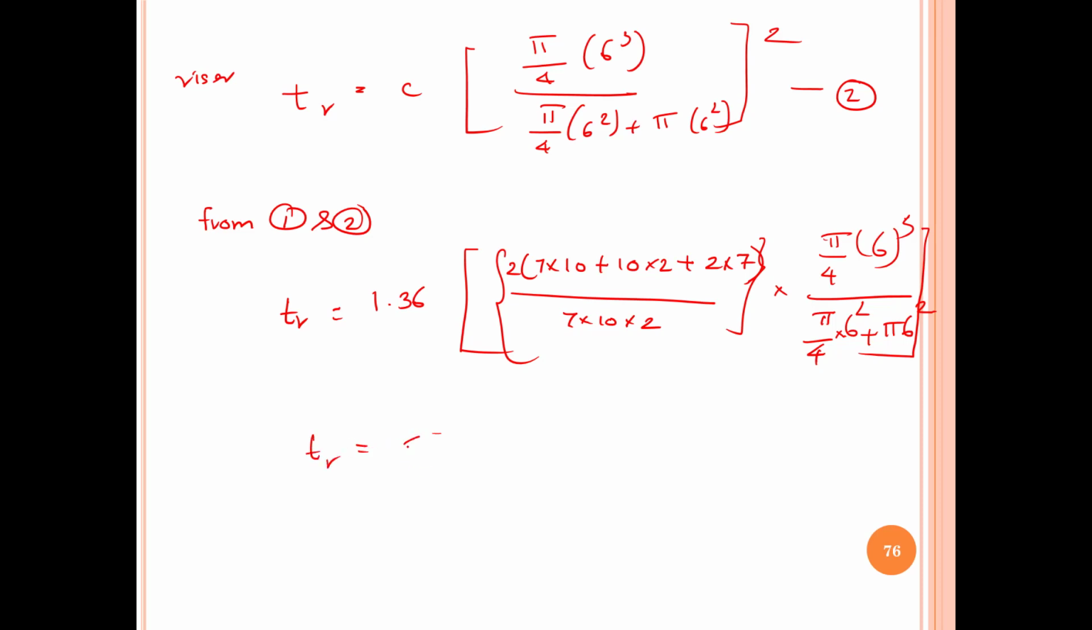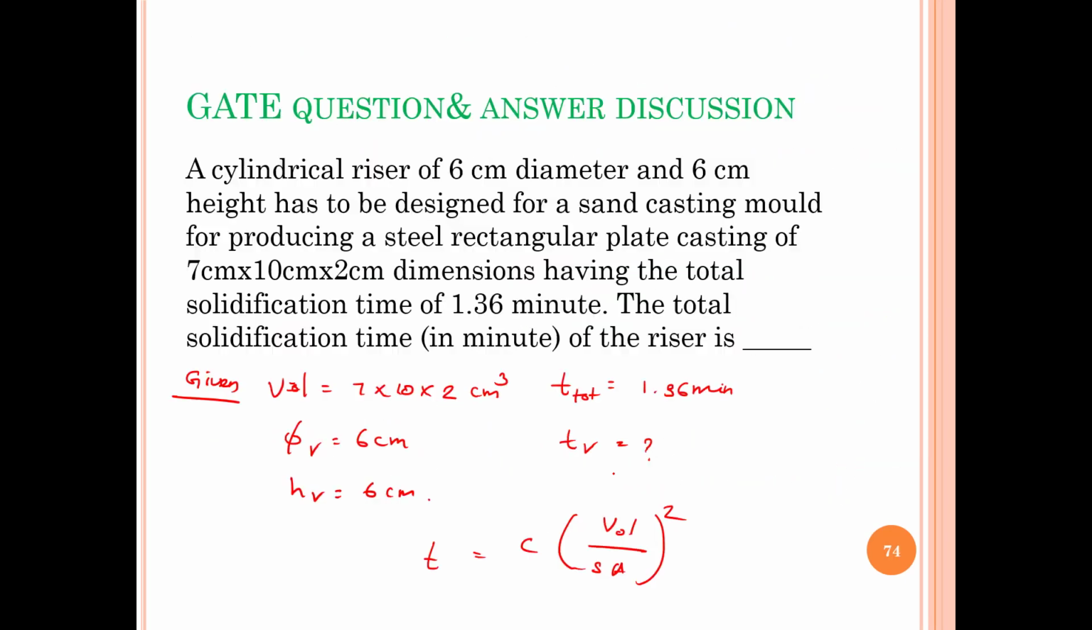Here we are calculating the volume and surface area for the rectangular plate and riser. From that we are solving equations 1 and 2. Finally, we are getting the solidification time of the riser.